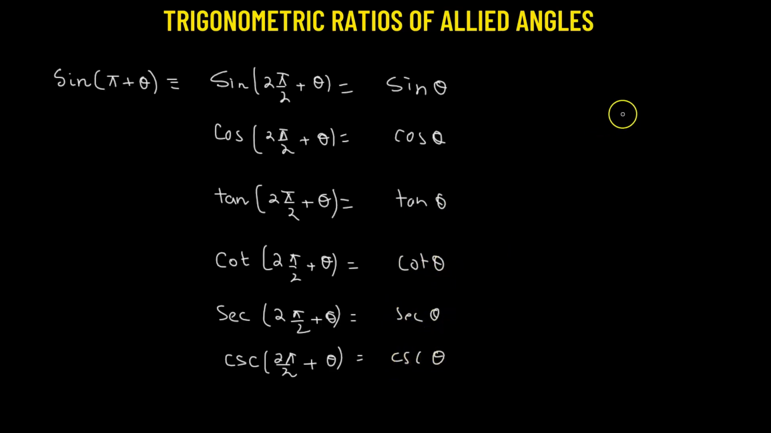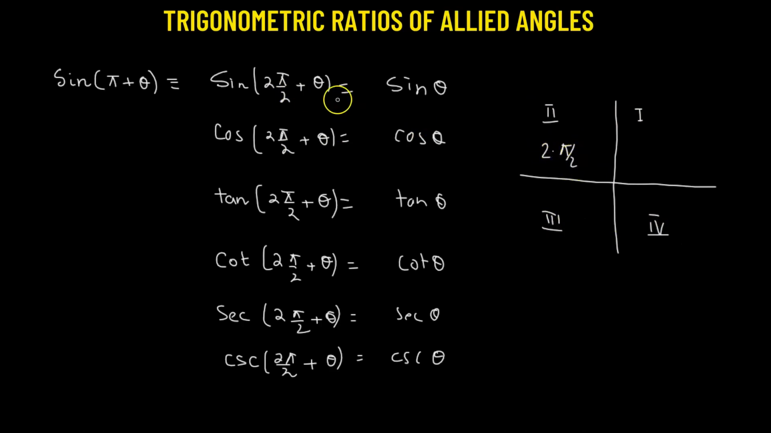Now we'll come to the sign of each of the angles. So we have a quadrant system. We have our first quadrant, second quadrant, third quadrant, fourth quadrant. So 2 pi over 2 means we are in the second quadrant, 2 times pi over 2. But this time we are adding theta to it. Adding theta means we are adding an extra angle to pi. So that takes us to the third quadrant. So this is where we are lying.